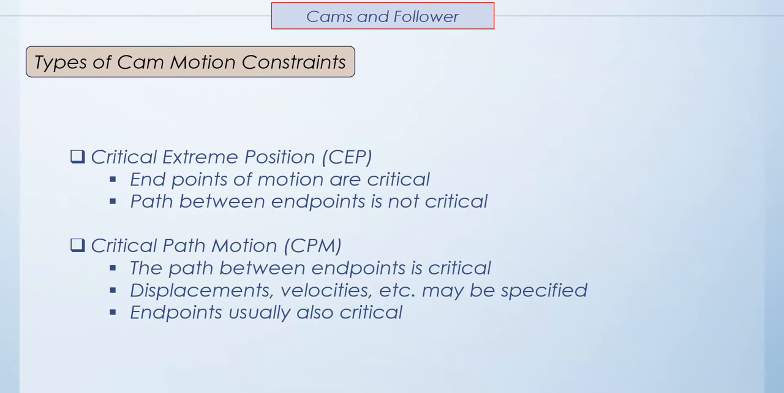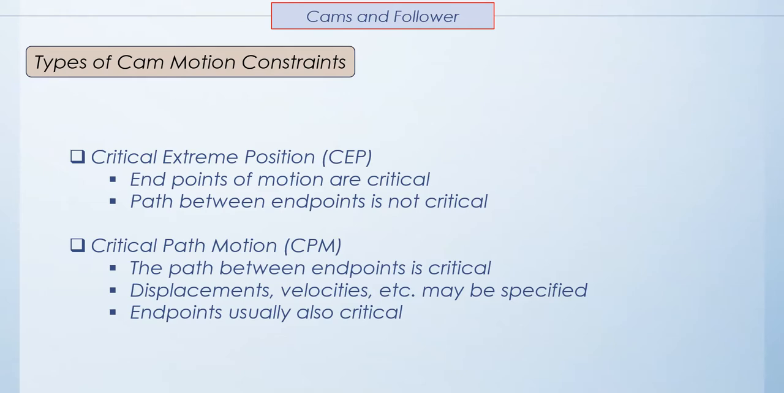So what is a critical extreme position? Basically, we can consider the endpoints of the motion as critical. We are not only caring about the end position of the motion; the dynamics at the end are also a concern to us. We want to keep the constraints at the endpoints, but the actual path is not critical. The actual path is not very critical compared to the other one.